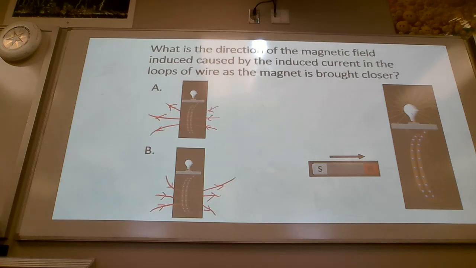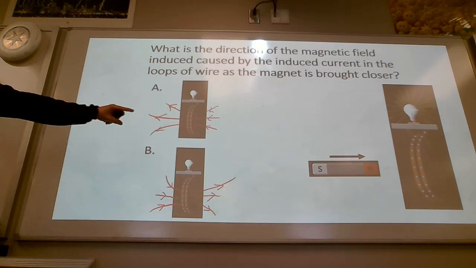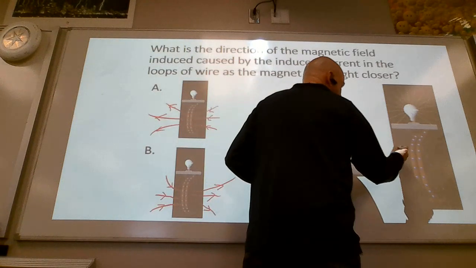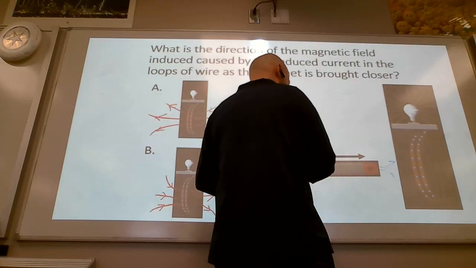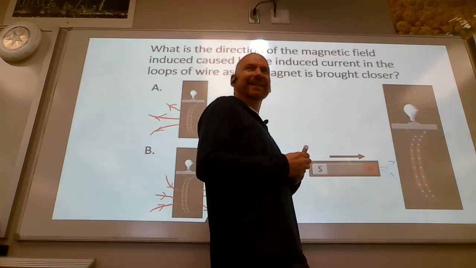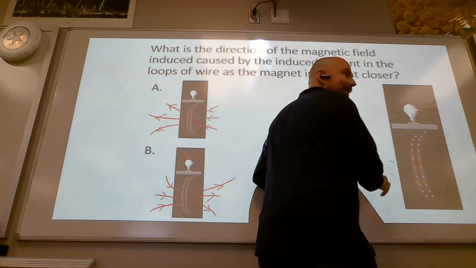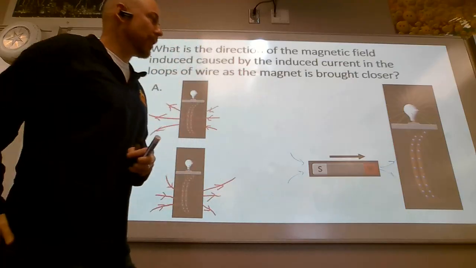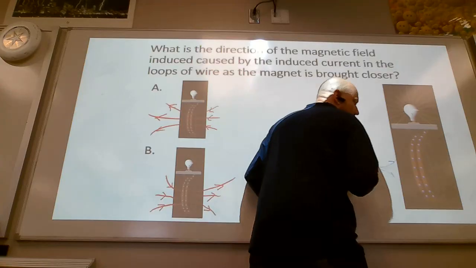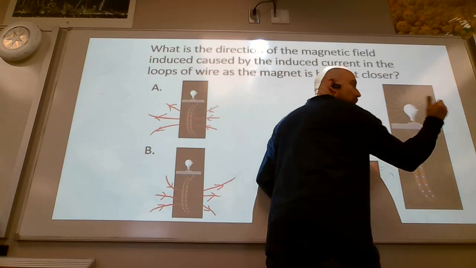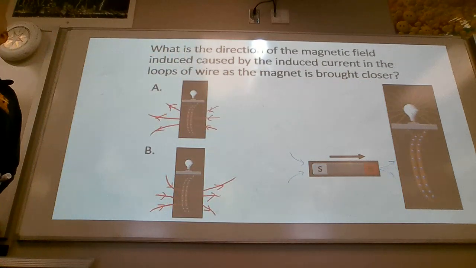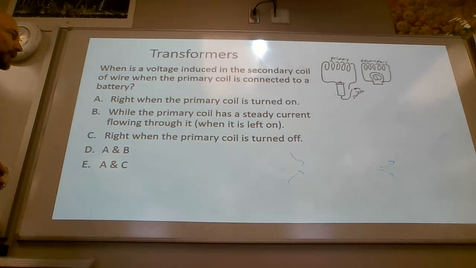Okay, we're there. All right, correct answer is A. The field is going out of north into south. So as you're doing that, this is getting a stronger magnetic field. The flux is going this way. The change in flux is going this way. So you oppose that. Good. Okay. Transformers.